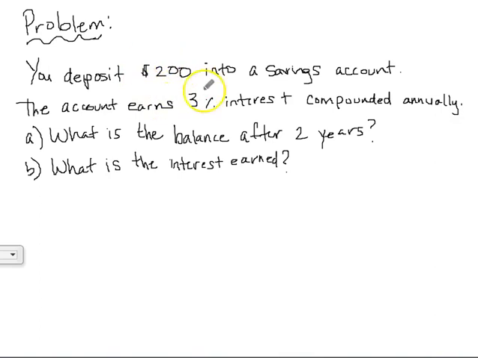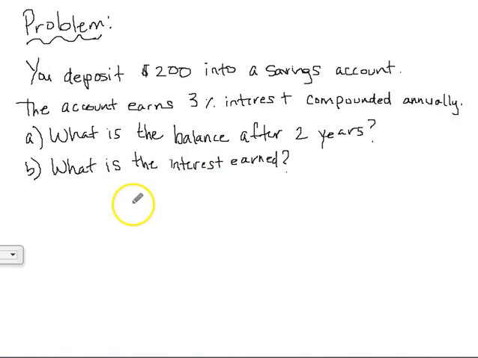So you've got $200 and you're going to put that money into a savings account. And that account is going to earn 3% interest compounded annually, yearly. Remember, annually means yearly. So we want to find out what is the account balance after 2 years, and then what is the interest earned. And that just means how much money did you make on that account? What was the interest that you earned?